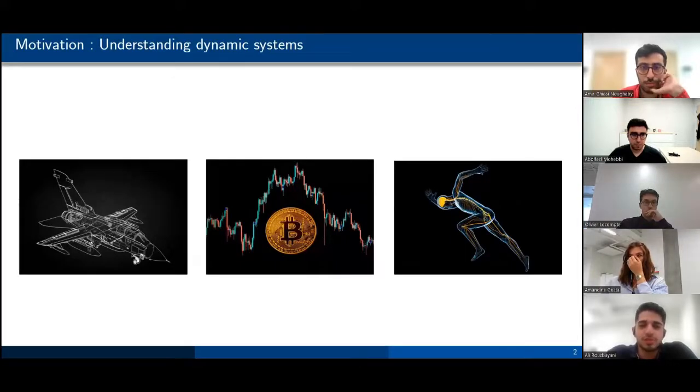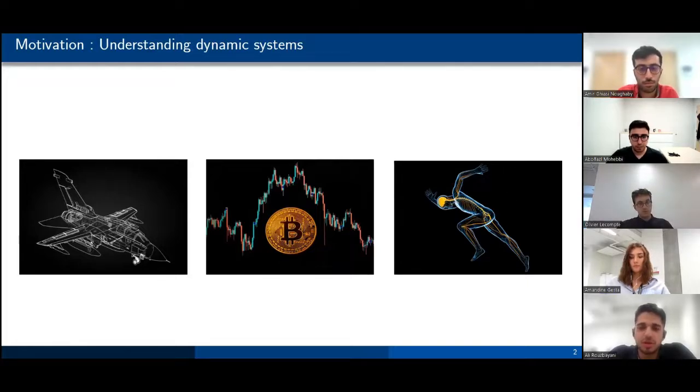So to begin, I would like to say that a lot of real-world systems that we are interested in are highly complicated to analyze because they are classified as dynamic systems. I'm going to explain what that is in a moment, but we can look at systems such as man-made systems, such as fighter jets, complicated systems such as the economic systems and financial markets, and natural and biological systems like the human body and the human locomotion system and the human motor control.